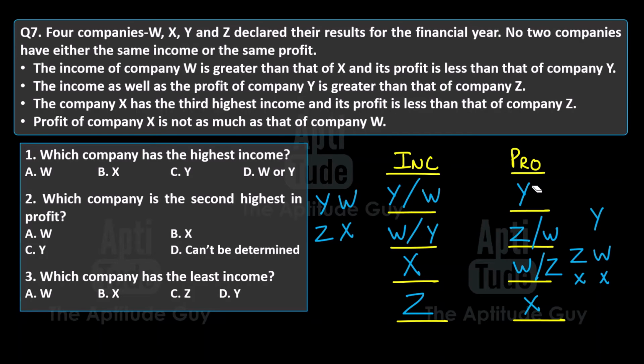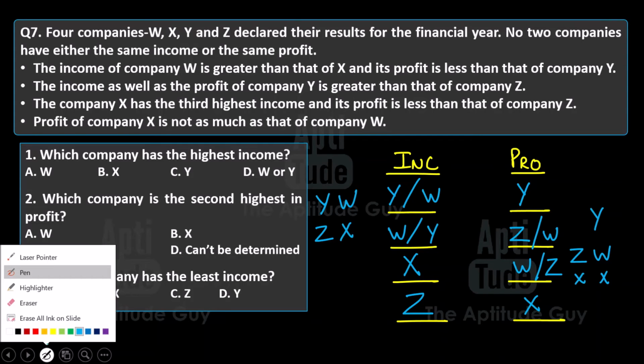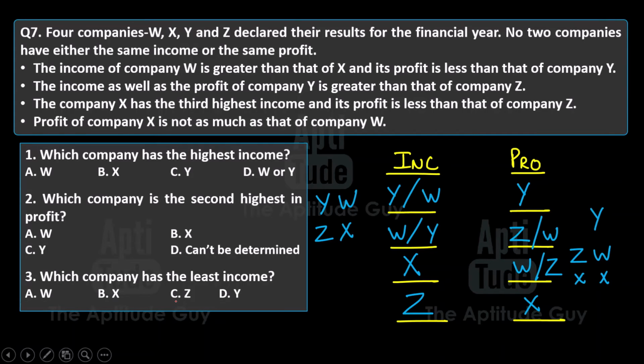If you thought that it means that since Y is over here first, so Y cannot be the first here, then the line would have read, no company can have the same rank in both the parameters. But that is not mentioned. They have mentioned two companies. No two companies have either the same income or the same profit. That is not possible. Okay, I hope that clears your doubt. Now, let us solve the questions.